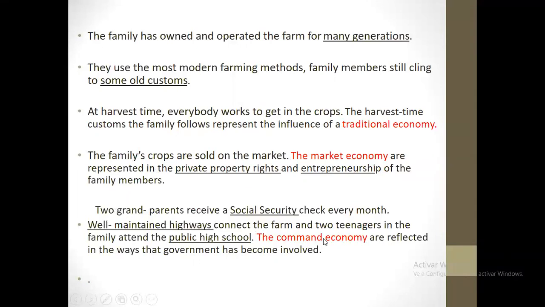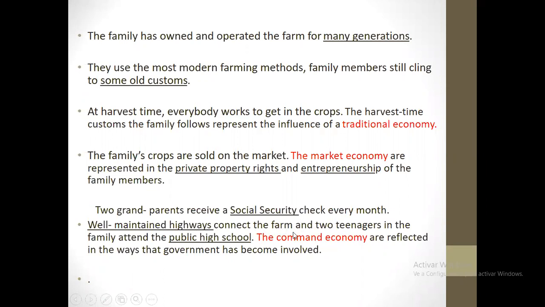Now, an example of command economy in this United States economy: the two grandparents receive Social Security. Social Security, the government is the one who is in charge of this. It means the command economy. And also a check every month. Well-maintained highways connect the farms. And who's the one who takes care of the highways? It is the command economy. It means the state or the government.